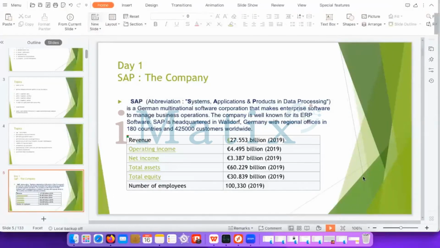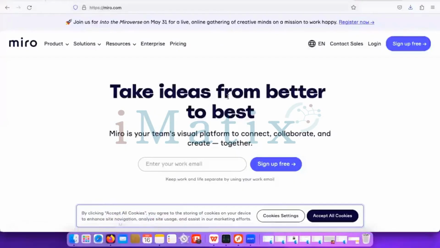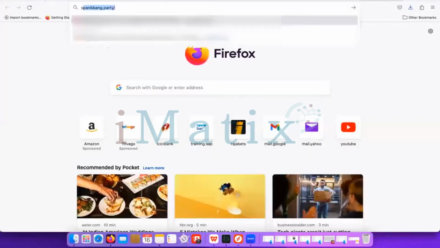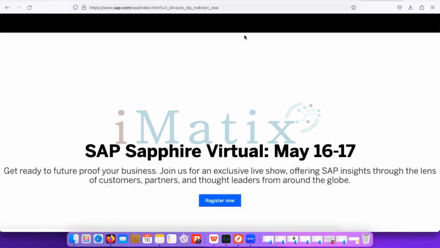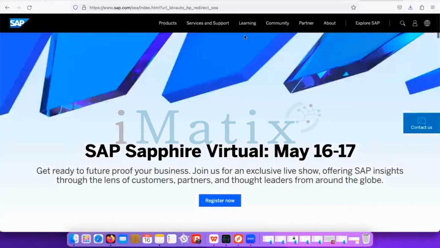SAP is a German MNC which is specialized in business software. They are the market leader in business software. Apart from ERP, they have a lot of softwares. If we go to the SAP site, SAP.com, SAP has maybe several thousand softwares, and SAP is a very giant company. They acquire small and even mid-sized software companies very frequently.